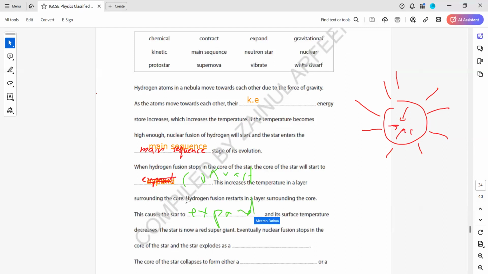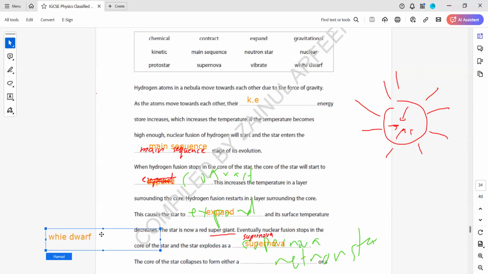This increases the temperature in a layer surrounding the core, and the hydrogen fusion restarts, and this causes the star to expand and its surface temperature decreases. The star now is a red giant. Eventually, the nuclear fusion stops and the star explodes. That will be a supernova. The core of the star collapses to form either a neutron star or a black hole. Not a white dwarf. A white dwarf is not a possibility for a high mass star, so you cannot write white dwarf.